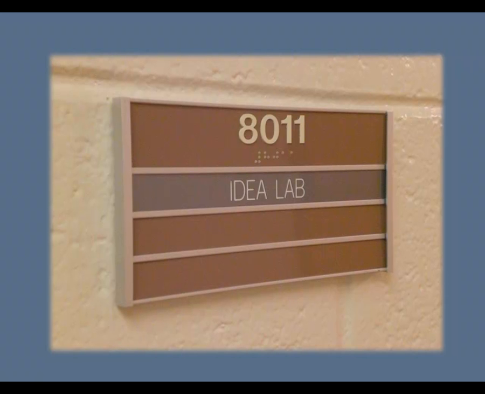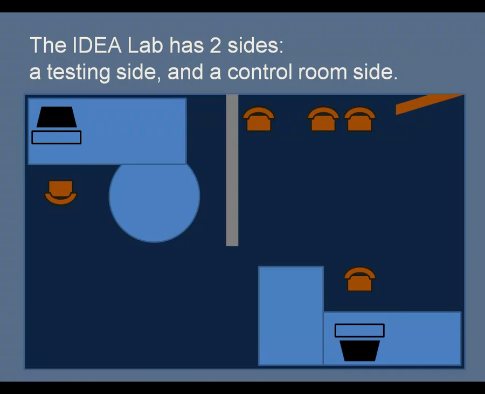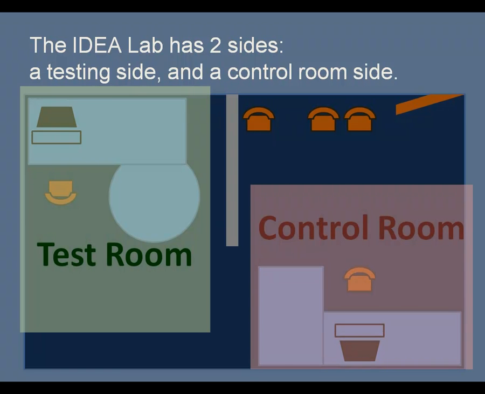The IDEA Lab is located on the 8th floor of the Haley Center, and you can schedule an appointment in the lab by emailing the lab interns or assistants. There are two sides to the IDEA Lab, and a room divider marks this divide. The test room side is where your test participants sit to perform your test tasks, and the control room side is where you can observe the test in progress and take notes for your future reference.